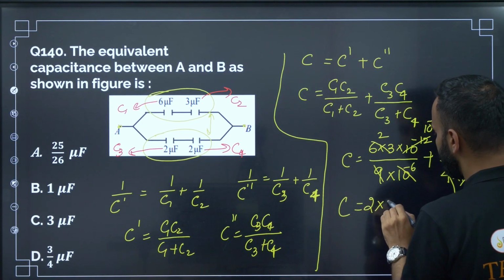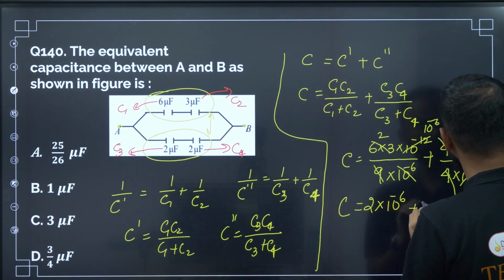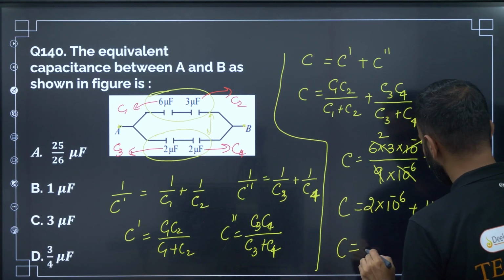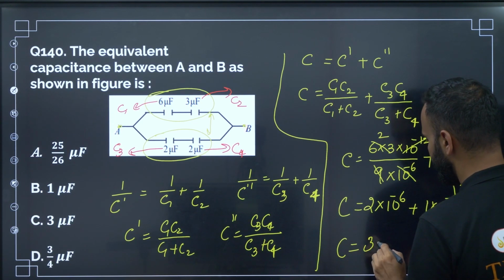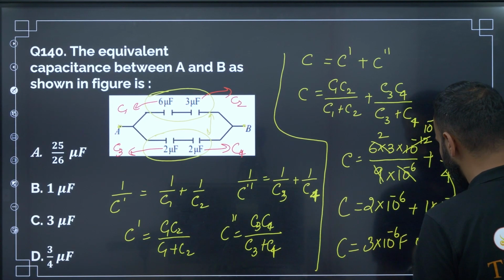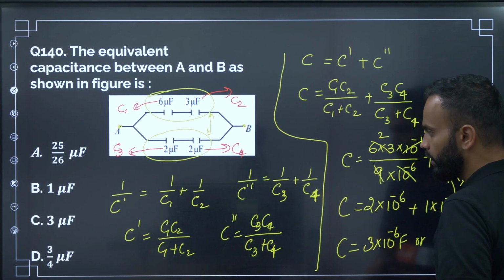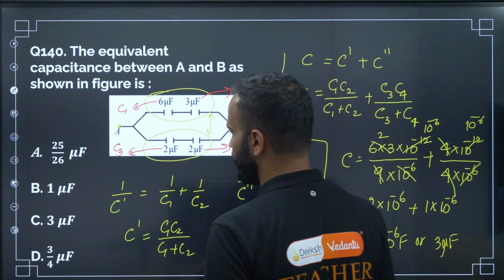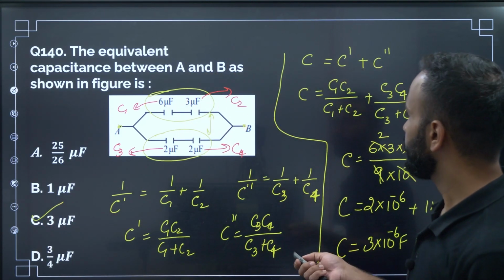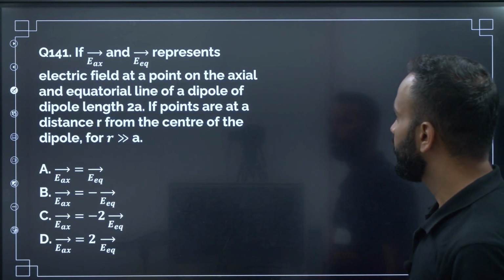Now 2 into 10 to the power minus 6 plus 1 into 10 to the power minus 6. So C equals 2 plus 1, 3. So 3 into 10 to the power minus 6 farad, or 3 microfarad. This is the equivalent capacitance between A and B. So option C is the correct answer. Next question, question number 141.